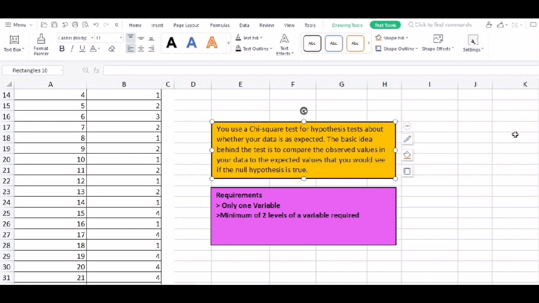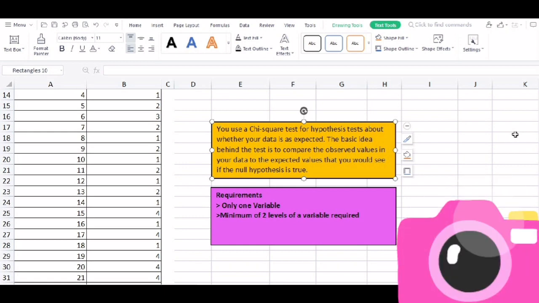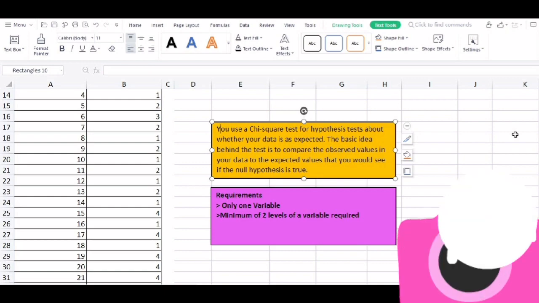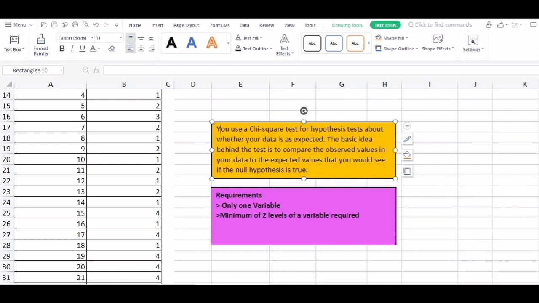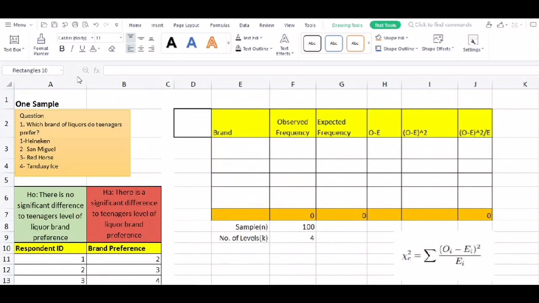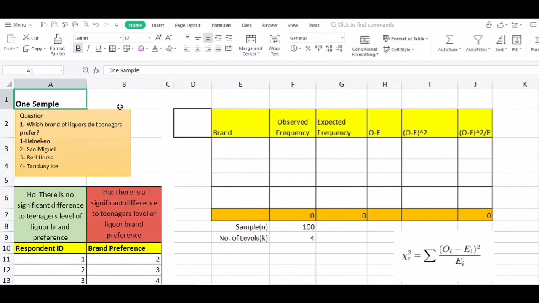The basic idea behind the test is to compare the observed values, just like what I have said earlier, in your data to the expected values that you would see if the null hypothesis is true. Null hypothesis, we talk about it just like there is no association, there is no relationship, or there is no difference.